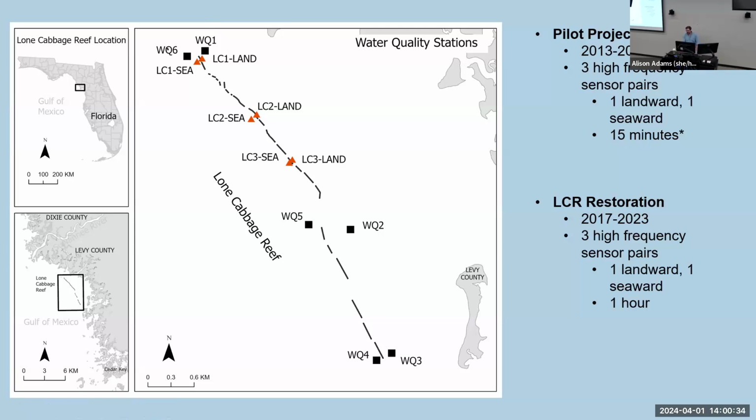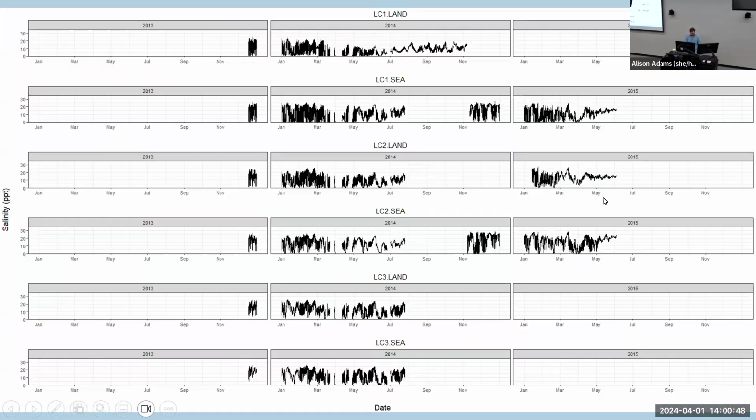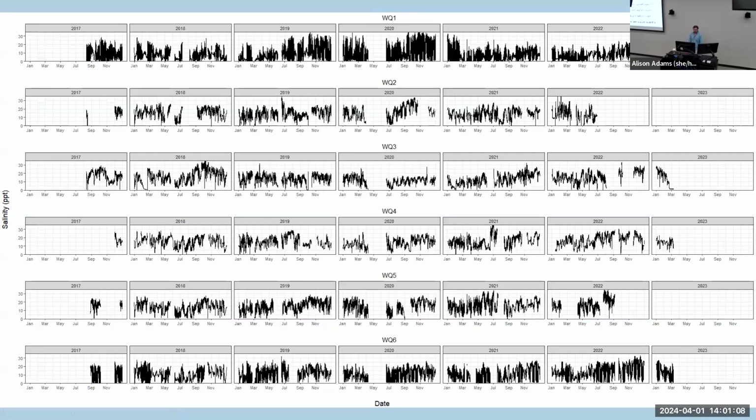Important to note is that the figure I previously showed you, pointing out the lower landward salinities, was on a daily timescale, so they had aggregated their data. Here, I aggregate everything to an hourly timescale for the pilot project just to match up with the Lone Cabbage Reef restoration. And so here's just an idea of what that looks like. It's really noisy. Don't look too much into it. But I said it was from 2013 to 2015. Realistically, it's the tail end, so December of 2013 to about mid 2015. And there are some data gaps across different sensors, and primarily one in the fall of 2014. Compared to the Lone Cabbage Reef restoration, much longer time series, no major data gaps across all of the sensors except for 2020 during the pandemic.